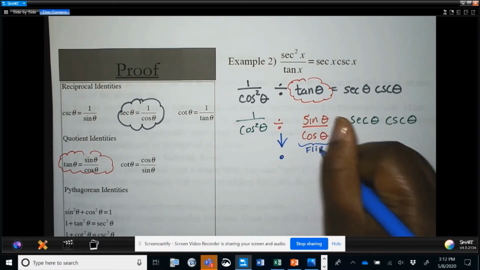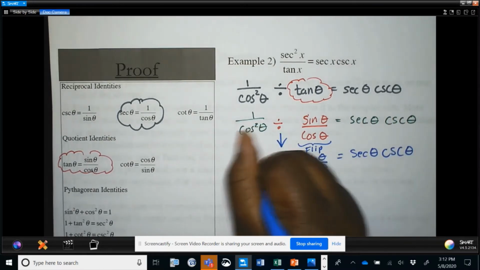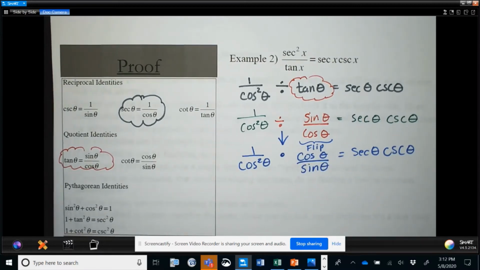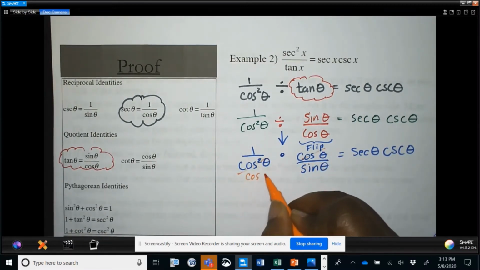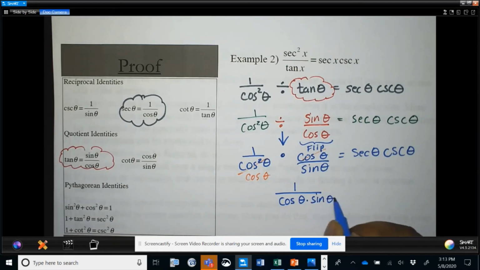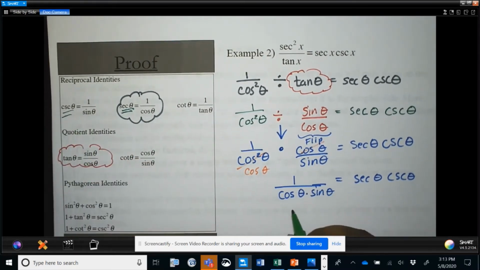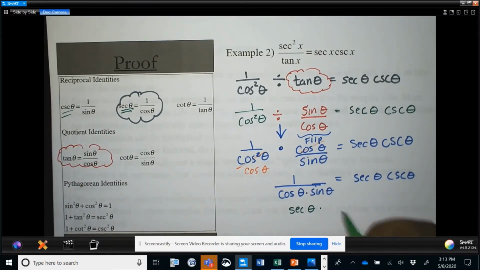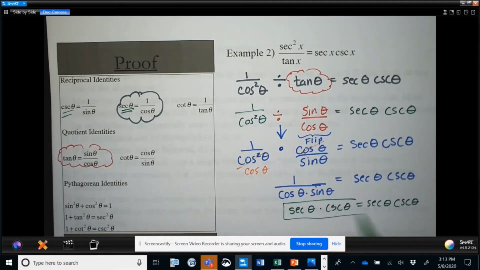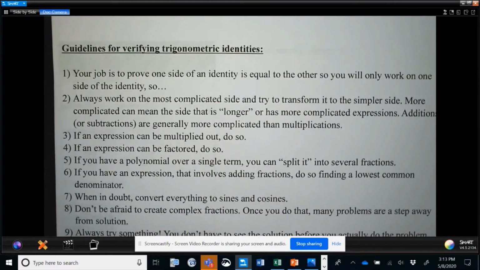Now when you divide, you have to change it to multiplication and flip the quantities on the other side of the division sign. And so we have 1 over cosine squared theta times cosine over sine. The cosines cancel, one of them at least. And we're left with 1 over cosine theta sine theta, which is equal to secant theta cosecant theta. Look at secant, it's 1 over cosine, and cosecant is 1 over sine. So that's the same thing as saying secant theta cosecant theta is equal to secant theta cosecant theta. So it's equal and it's proved. That was easy.